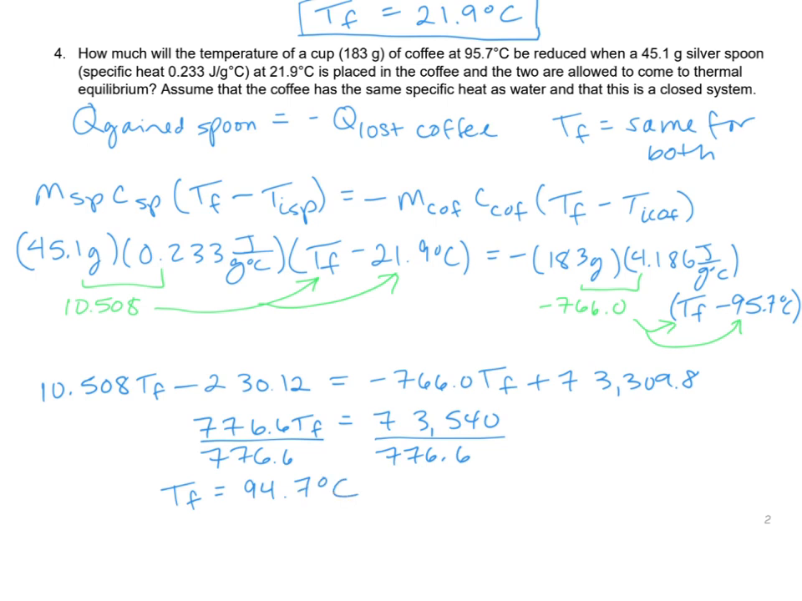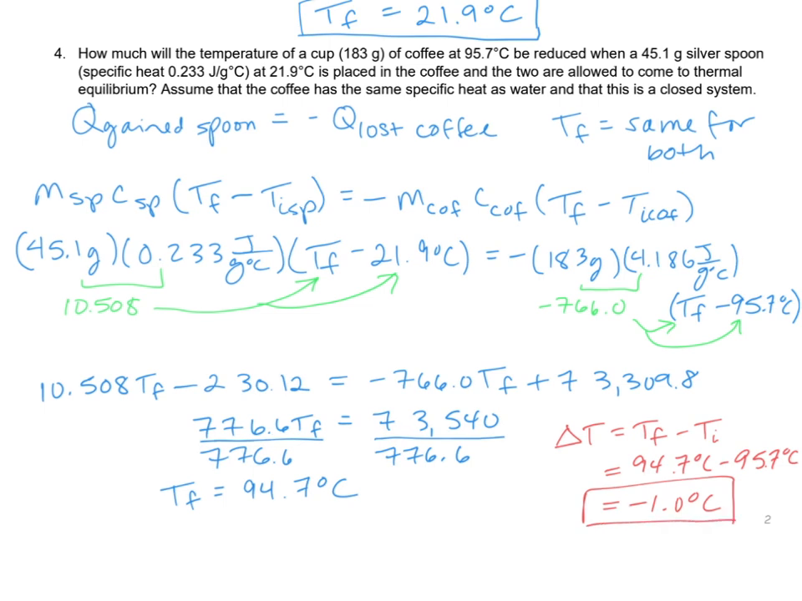But that's actually not the answer to the problem. The problem says how much will it decrease. So to find the change in temperature, you take the final minus initial, right? And the final temperature was 94.7 degrees Celsius. The initial temperature of the coffee was 95.7 degrees Celsius, which means our change in temperature is negative 1.0 degrees Celsius. It decreased by exactly 1 degree Celsius. So always make sure you read the problem and that you're answering the question that the problem asks.